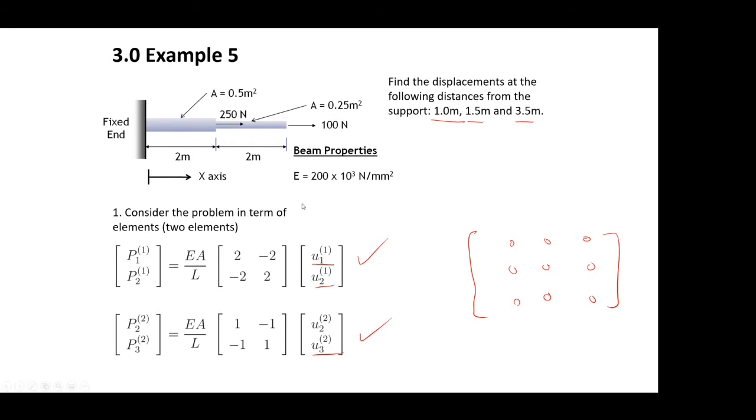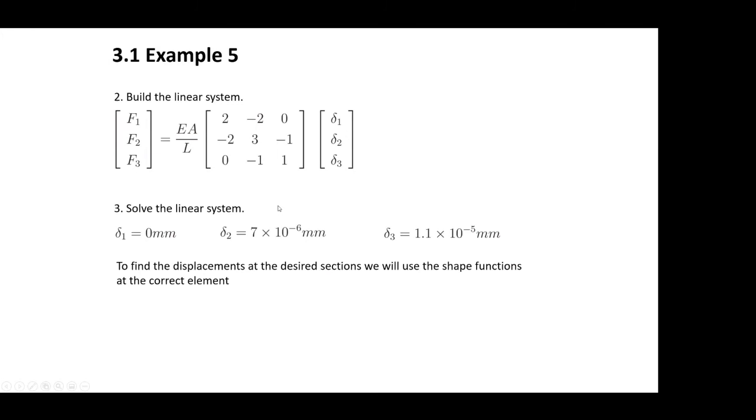Okay, I'm also going to show you the displacement. So the solution for this problem is, so these are the values for the displacement, 7 times 10 to the power minus 6 millimeters at the second node, and 1.1 times 10 to the power minus 5 at the third node. So this is the solution.